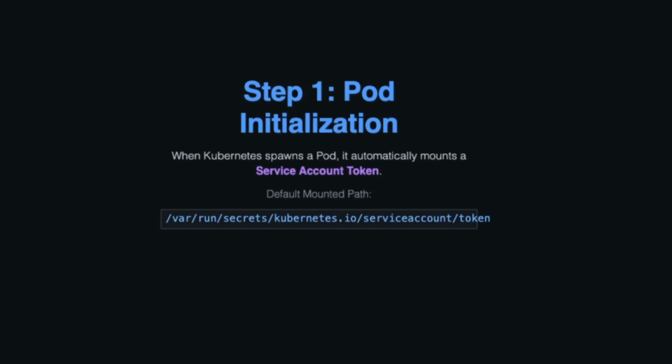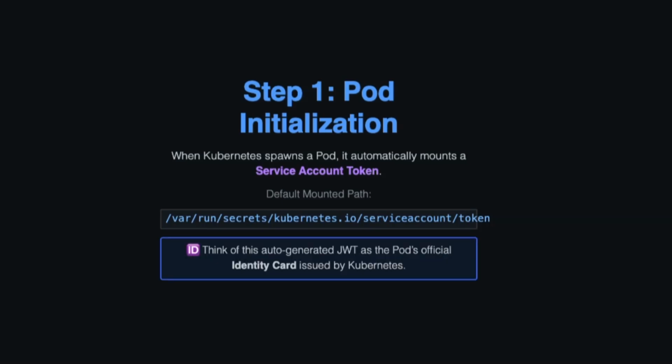Step 1 begins when Kubernetes creates your pod. Kubernetes automatically mounts a service account token, a signed JSON Web Token or JWT, directly into the container at /var/run/secrets/kubernetes.io/serviceaccount/token. Think of this token as an official passport or ID card issued directly by the Kubernetes control plane.